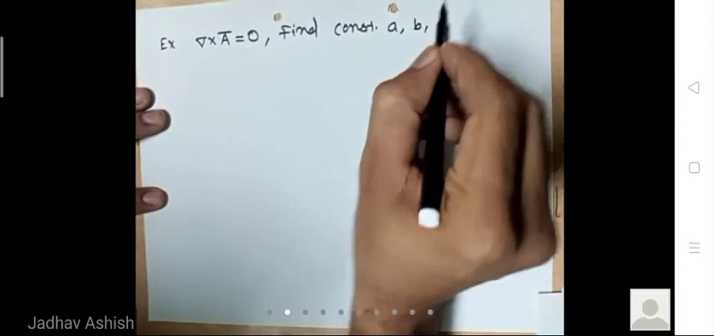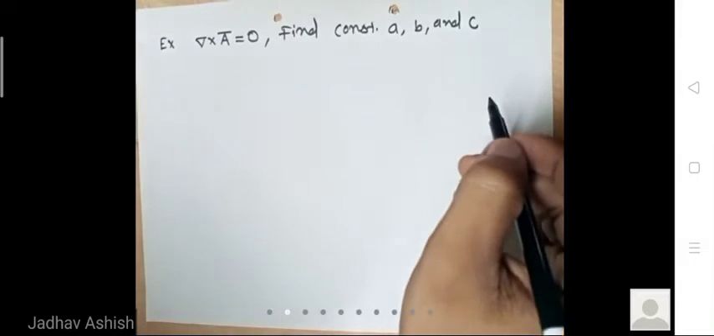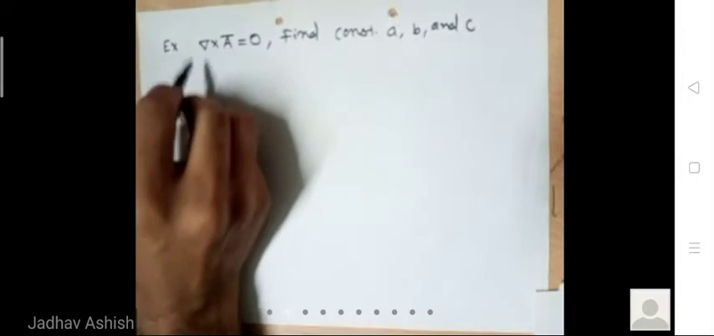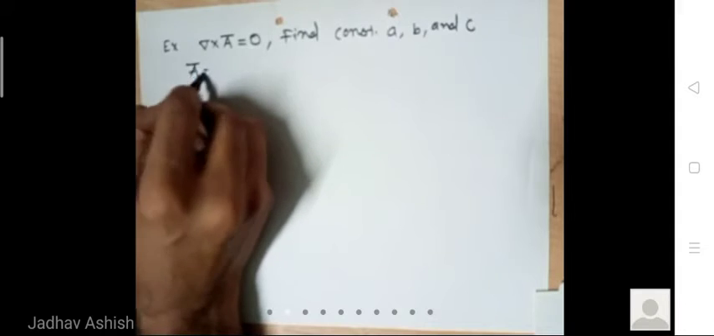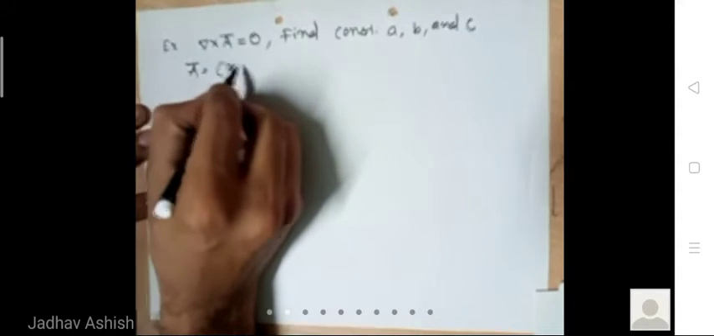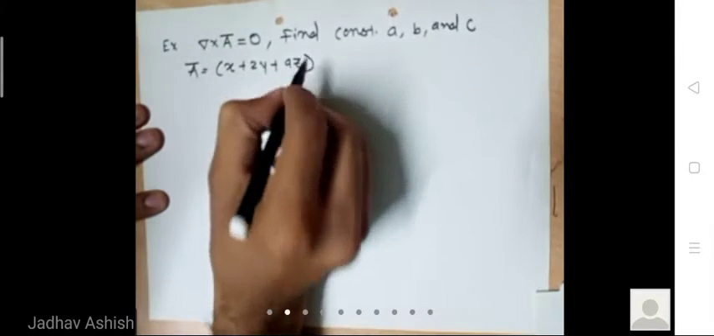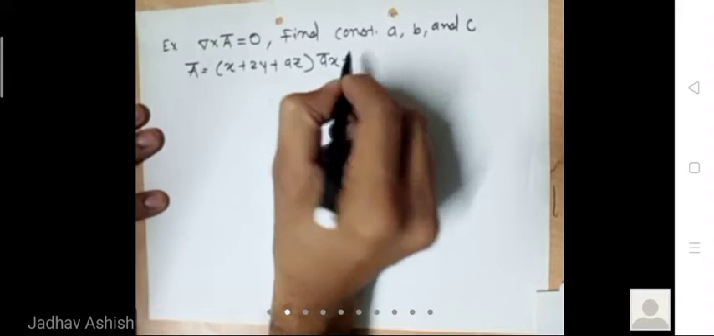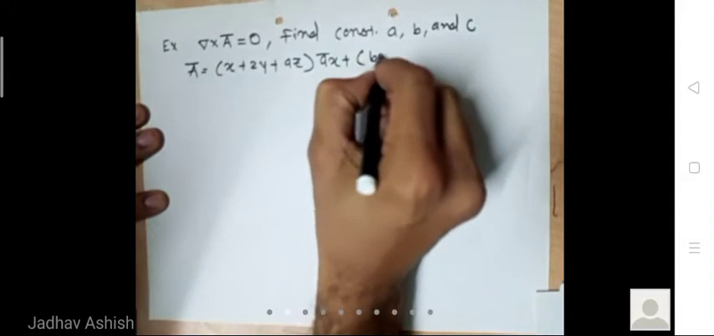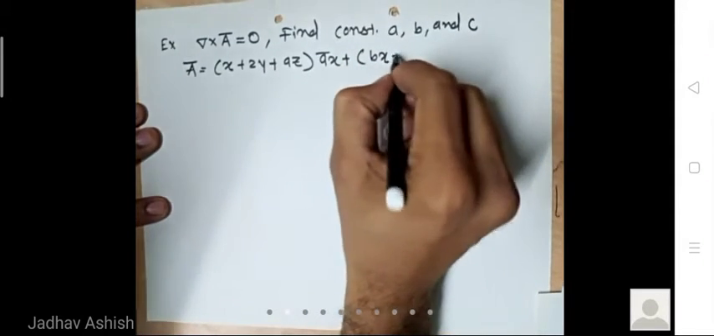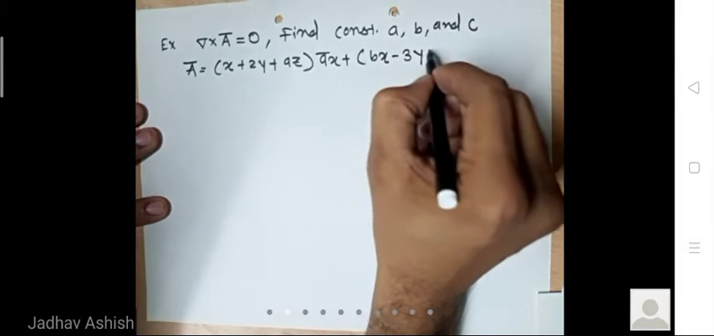Find constants which are present over there. Find A, find B and C. So you have to find A, B, C, so that A bar is given. A bar is equal to x plus 2y plus az, A bar x plus bx minus 3y minus z.